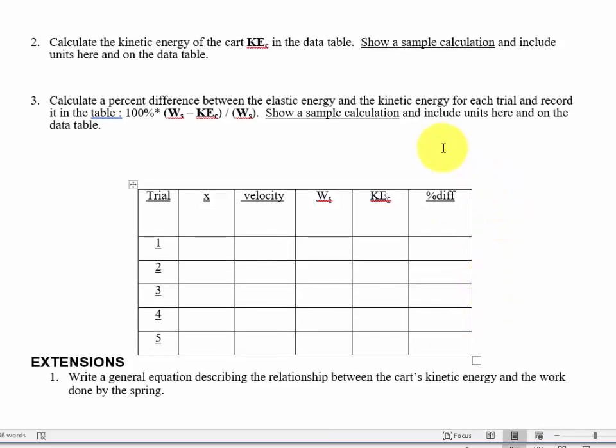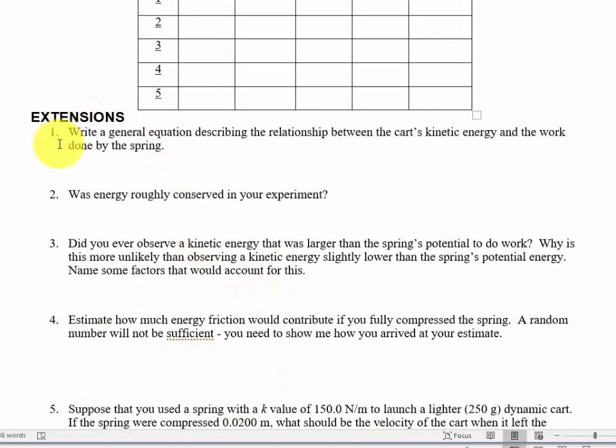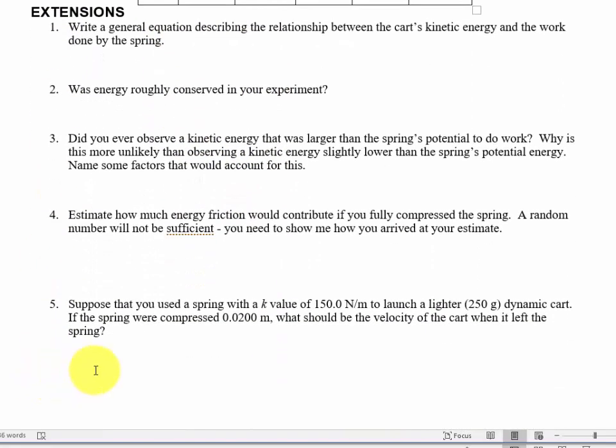Now, if you don't get around to calculating the work and the kinetic energy of the spring in class, that's okay. Pretty much all you really have to do is measure your x's and measure your velocities, and then you should be able to go from there. All of this stuff right down here is stuff that you can do a little bit later. This one right here, you may need to ask me about. Most people need a nudge in the right direction.